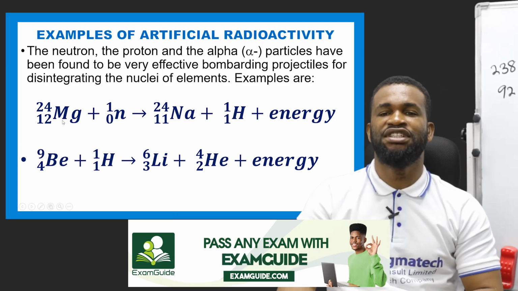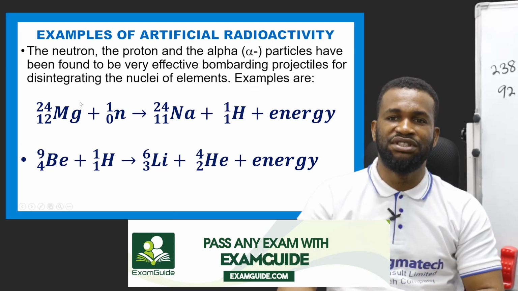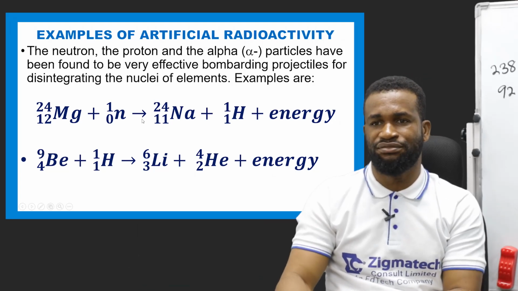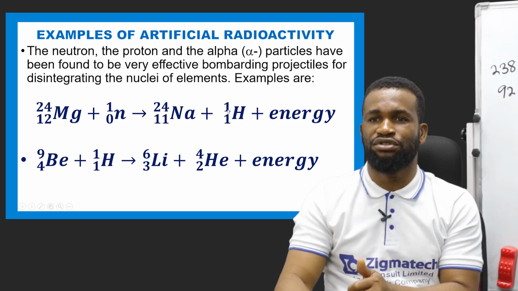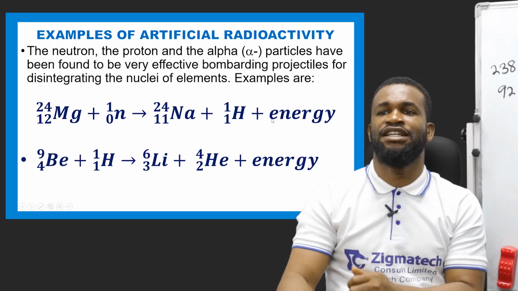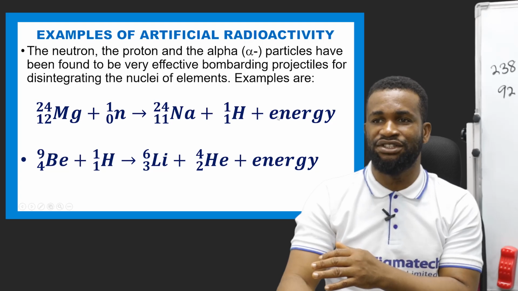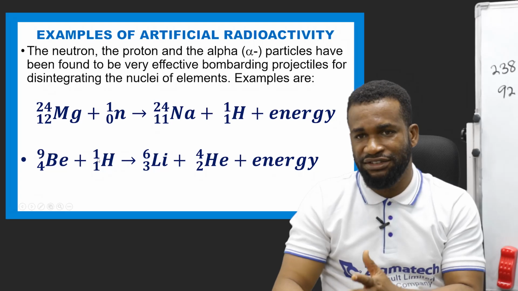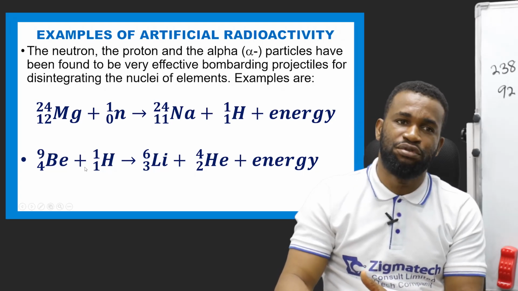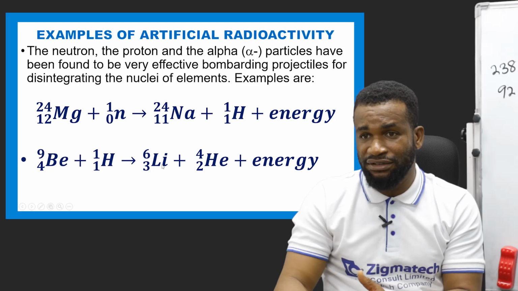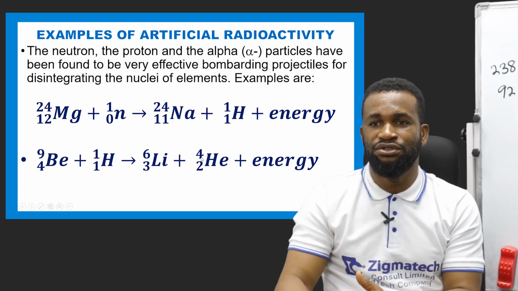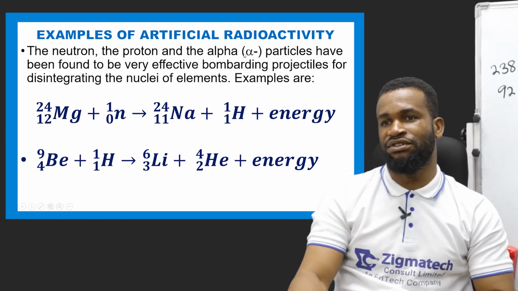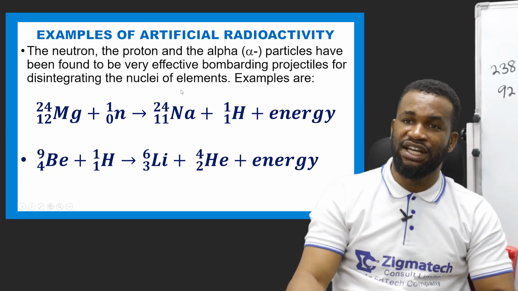For example, this is magnesium. When you bombard it with this neutron, it gives off sodium and then produces a proton, and a release of heavy energy. Then this one is beryllium, and when it is hit by a proton, it gives off lithium, and an alpha particle is produced plus the release of energy. This is also another kind of radioactivity, which is the artificial kind.